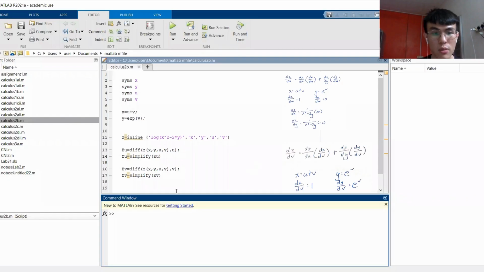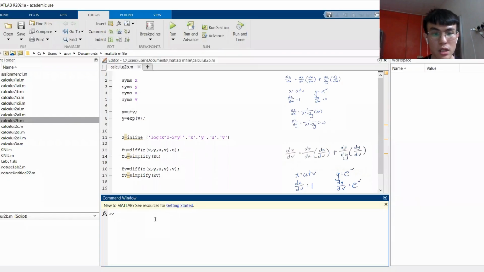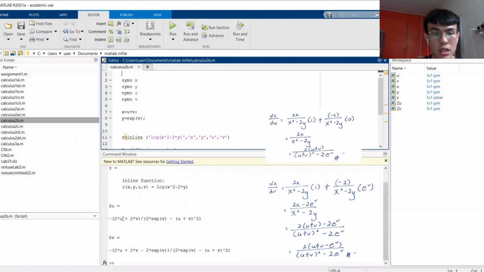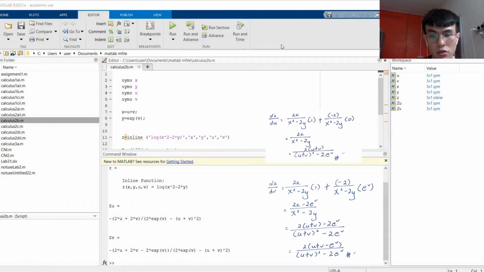For question 2b, this is the coding for dz over du and dz over dv by applying the chain rule. The result is dz over du equal to 2 times bracket u plus v over bracket u plus v bracket square minus 2 e power v. Dz over dv equal to 2 times bracket u plus v minus e power v over bracket u plus v bracket square minus 2 e power v.